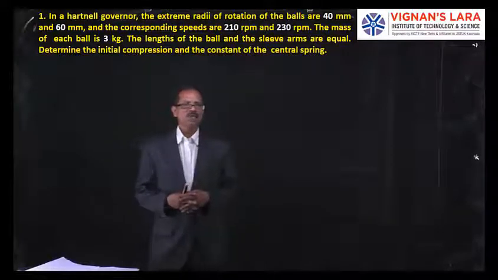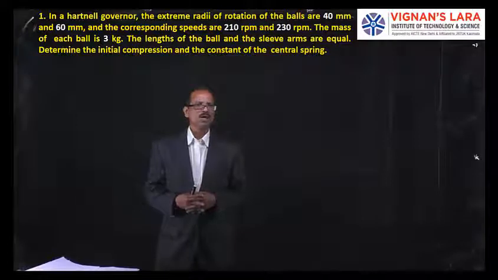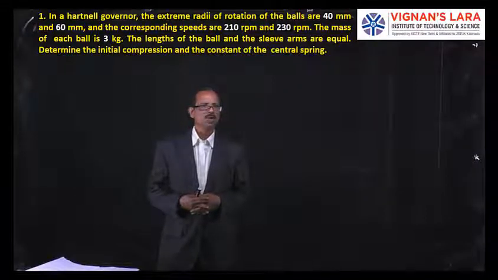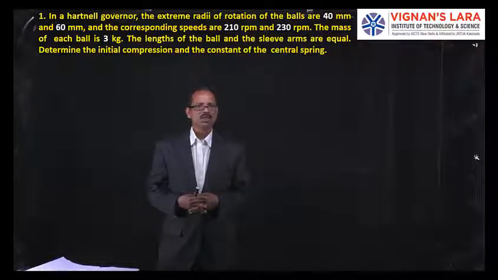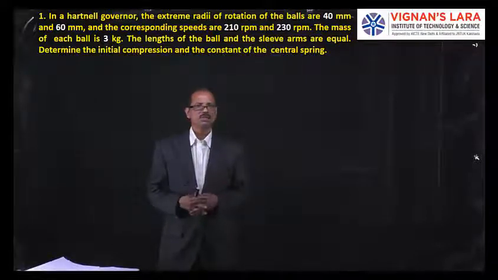In a Hartnell governor, the extreme radii of rotation of the balls are 40 mm and 60 mm, and the corresponding speeds are 210 rpm and 230 rpm. The mass of each ball is 3 kg. The length of the ball and the sleeve arms are equal. Determine the initial compression and the constant of the central spring. That means spring constant.